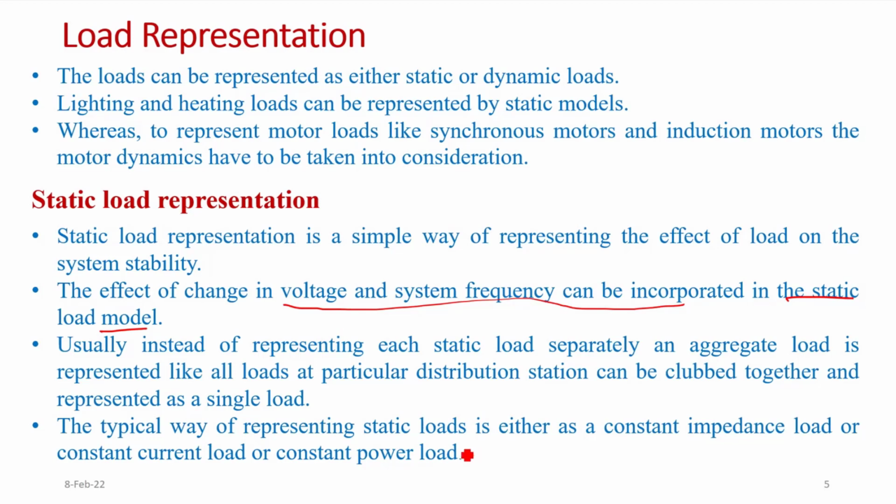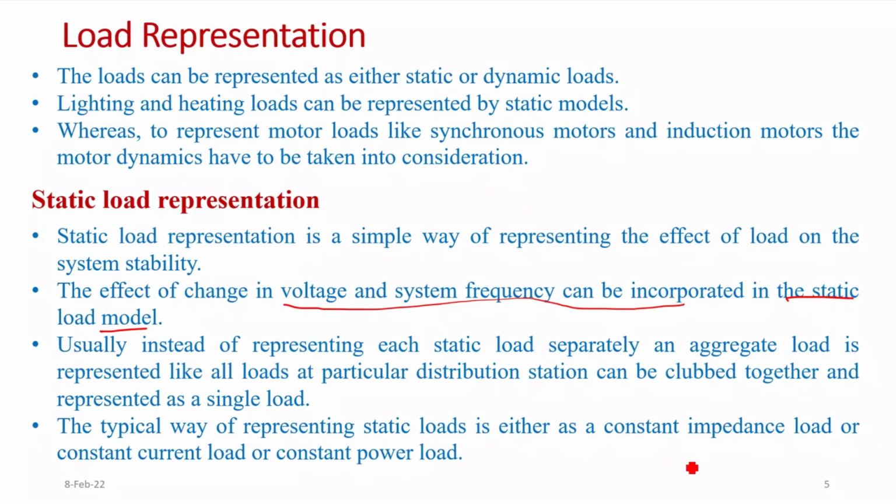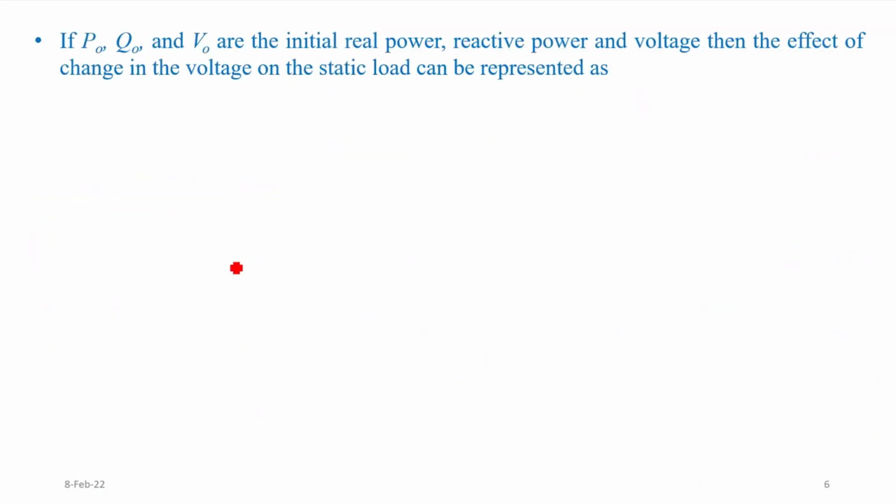The typical way of representing static loads is either as a constant impedance load, constant current load, or constant power load. So what are constant impedance load, constant current load, and constant power load? Let us see. Let us say P0, Q0, and V0 are the initial real power, reactive power, and voltage, these are base values. Then the effect of change in the voltage on the static load can be represented as follows. I can write the active power as a function of voltage: P0 is the base power, times V upon V0, where V0 is also the base voltage, to the power NP. NP is the exponent.